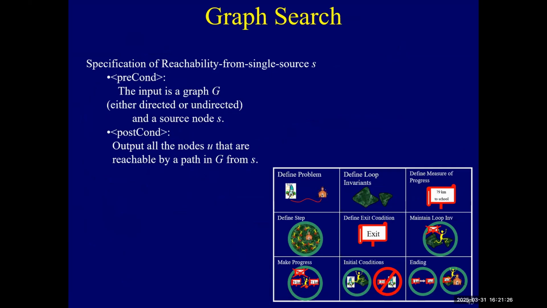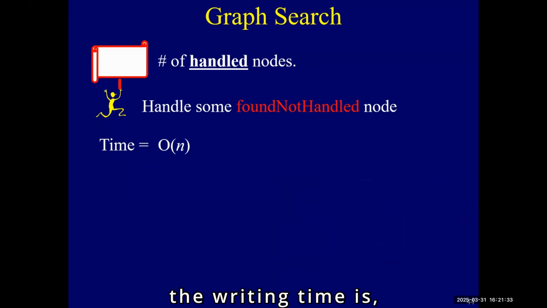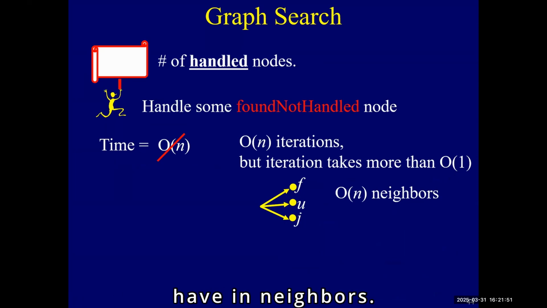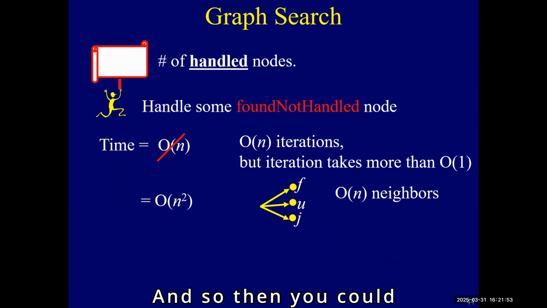Everybody buy that? Which is not too surprising. It's a simple algorithm, works. All right, what's the running time? Well, we have to handle all the nodes, right? And how many nodes are there? There are n nodes. And each node, you have to handle all the edges, all the neighbors, right? And how many neighbors might you have? Well, you might have n neighbors. And so then you could argue this algorithm could take n squared time, right?